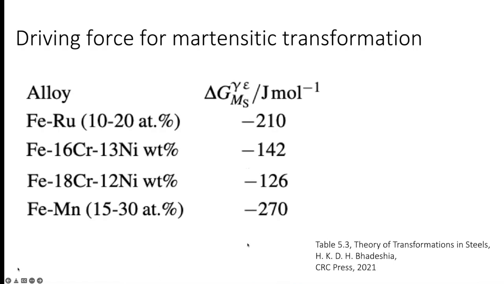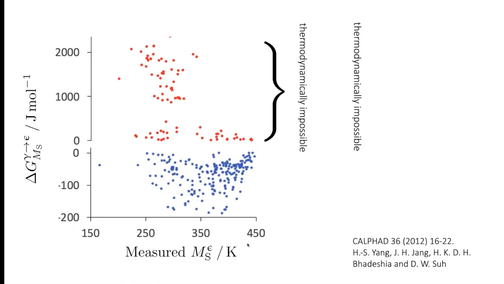Okay. And if I take as many data as I can find in the literature on the FCC to HCP transformation and work out the driving force available at the martensite start temperature, I get into serious trouble. First of all, these values are just too small, even when they are negative. It has to be negative, all right? So these are too small to even account for strain energy. And in a large number of alloys, you get an estimate of delta GMS, which is thermodynamically impossible, right? It says that actually austenite is more stable than epsilon, so you would never get epsilon, but you observe it.